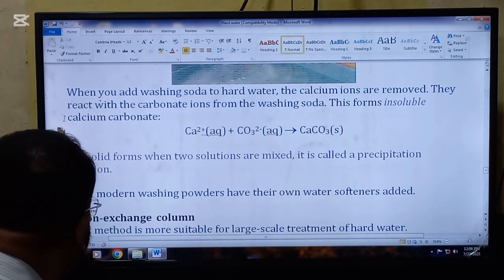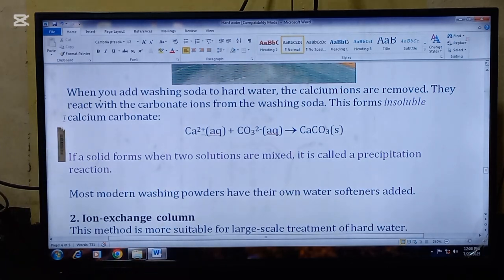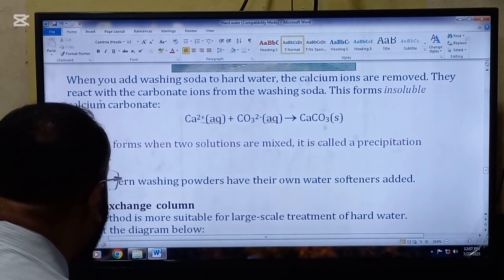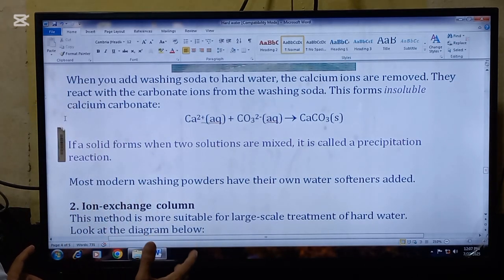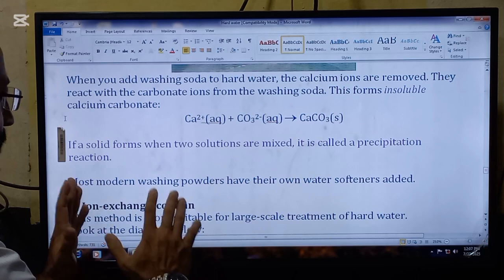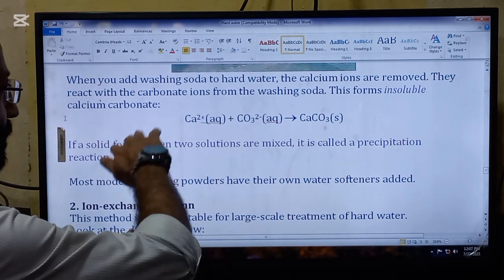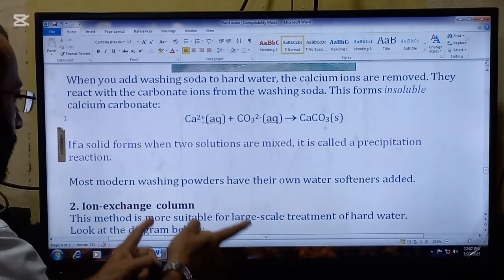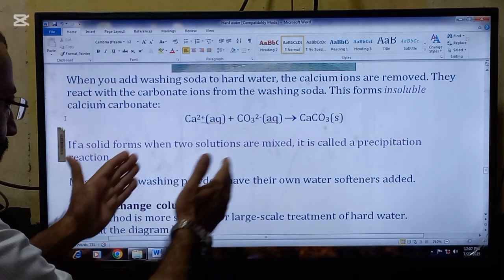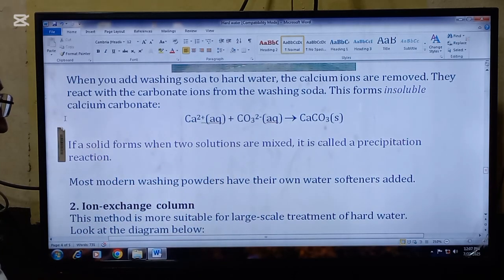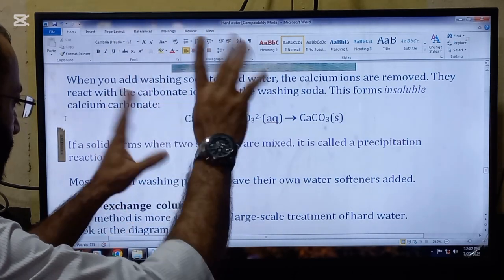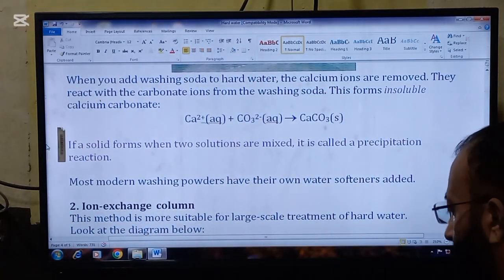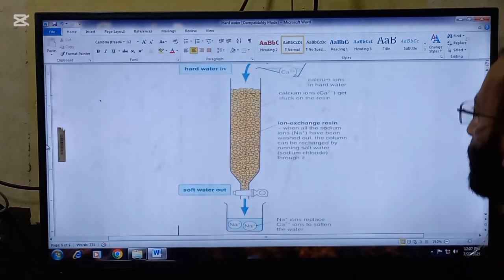The next method that we are going to read is the ion exchange column. This method is more suitable for large scale treatment of the water. In this, the ions are exchanged. In an ion exchange column, sodium ions are present, and when the water containing calcium ions flows through it, the calcium ions are replaced by the sodium ions, and the water is collected in the bottom container, and the calcium ions are fixed into the resin. This is called the ion exchange method, and here you can see the figure.